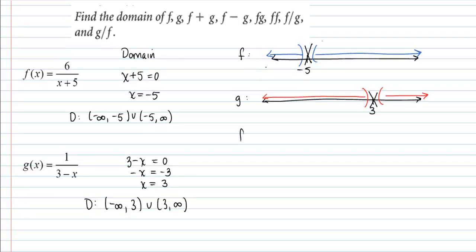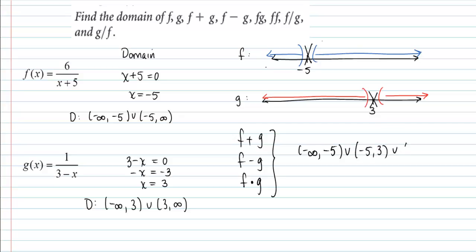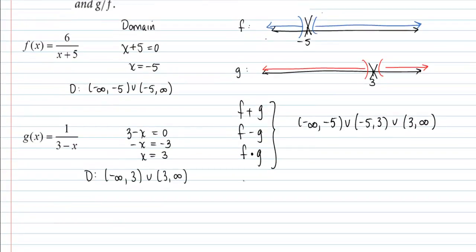So when it comes to finding the domain of the sum, difference, and product of f and g, we know the domain will not include the negative 5 or the positive 3. So your domain is going to be from negative infinity up to negative 5, between negative 5 to 3, and then from 3 to infinity. When it comes to f times f, it only affects the domain of f. Therefore, since f does not include negative 5, its domain is going to be from negative infinity up to negative 5, and then from negative 5 to infinity.